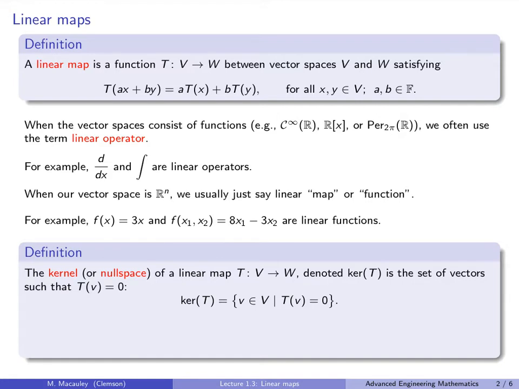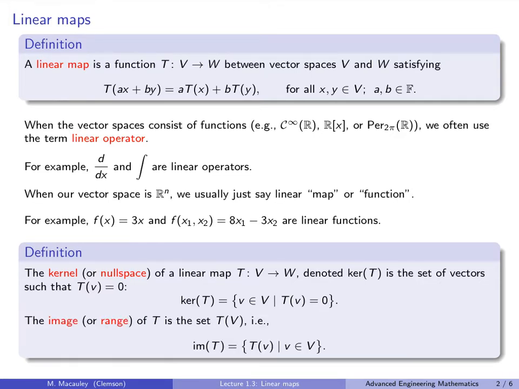Next, we need two definitions. First of all, the kernel, sometimes called the null space of a linear map, we write it as KER of T, is just the set of vectors that get mapped to 0. So formally, kernel of T is the set of all vectors v in the domain such that T of v equals 0.